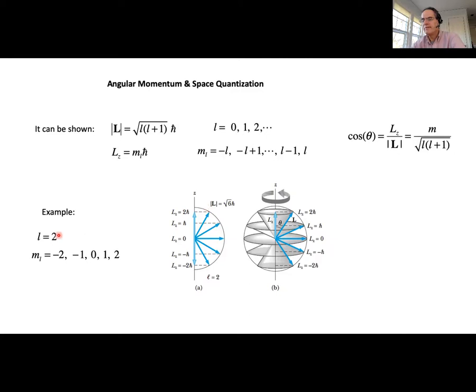So, for example, if L is equal to 2, then m sub L can take on these values: -2, -1, 0, 1, or 2. And those different orientations are shown here. Okay? There are some things we can see immediately. For example, we can immediately see why the magnitude of m has to be less than or equal to the magnitude of L. Otherwise, it would be possible for the z component of the angular momentum to be larger than the total magnitude of the angular momentum. Of course, that's not possible.